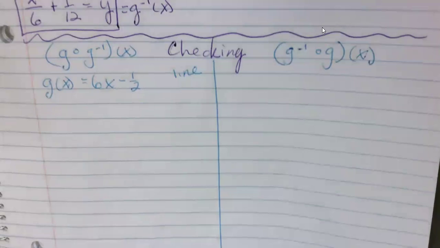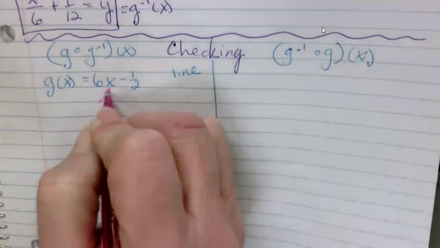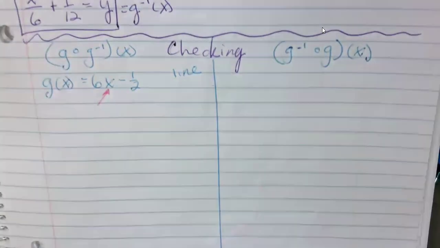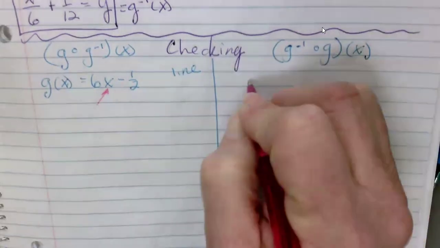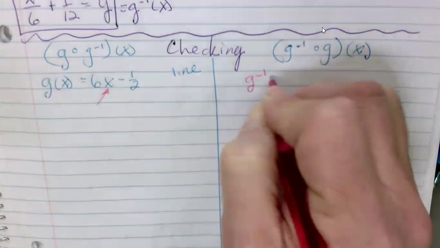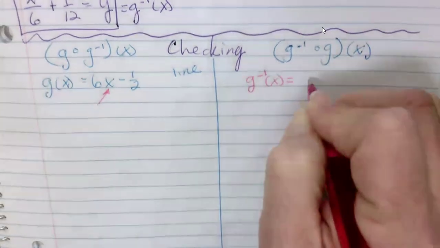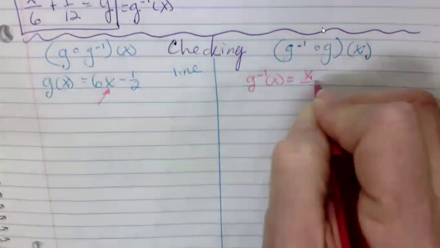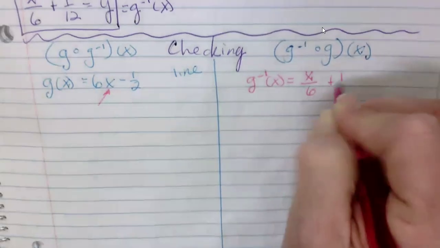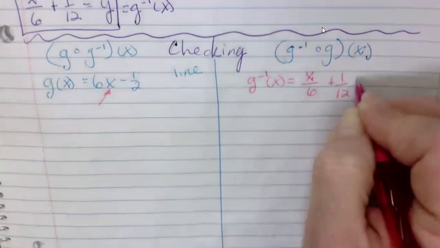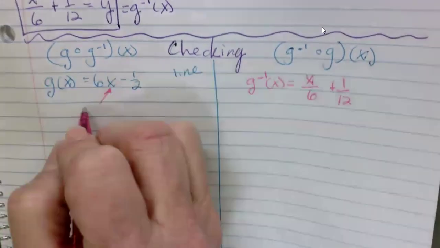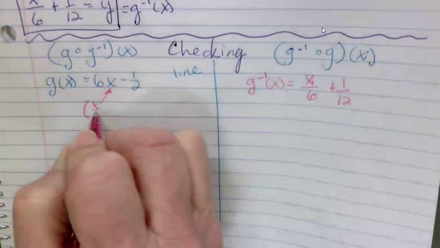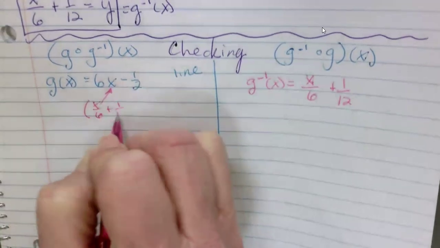All right. And now I'm going to draw an arrow, sorry, showing that I'm putting in the other equation. So let me come over here and write our other equation. g inverse of x is what we had in our box. So that's going to be x over 6 plus 1 over 12. And so that's what I have to plug in over here. So I'm going to write in parentheses x over 6 plus 1 over 12.